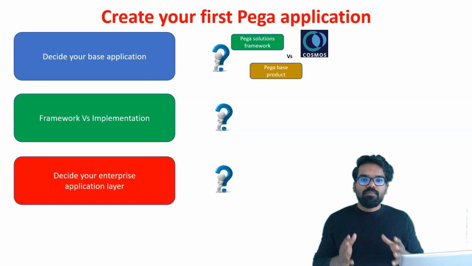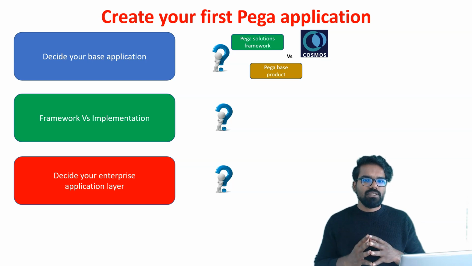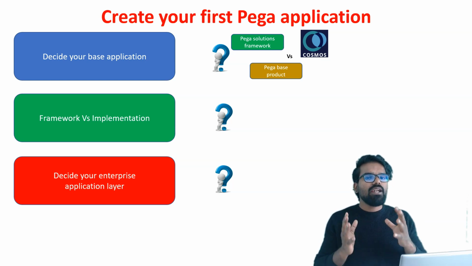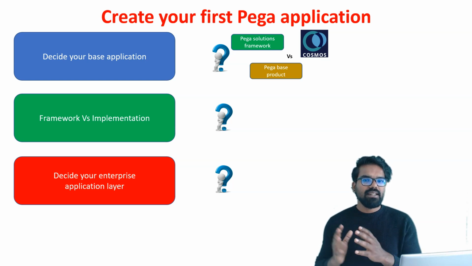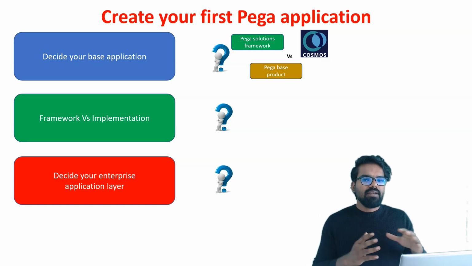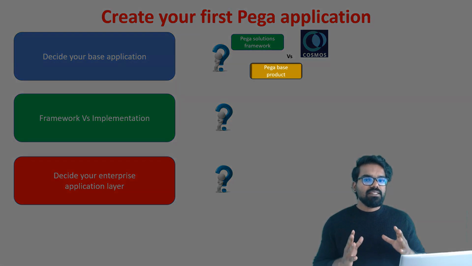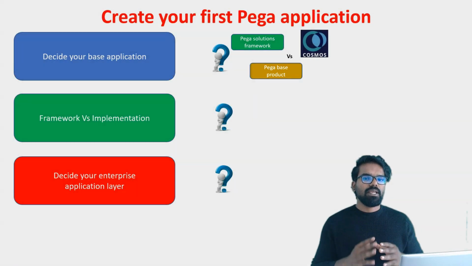The third option is using Cosmos UI. With the recent releases, Pega has invested heavily in Cosmos UI features. With Cosmos, you get a lot of brand new UI features. Cosmos has two flavors: one is traditional Cosmos and the other uses React.js. I'm not going to explain Cosmos in this entire video series, but I will definitely make a separate video on using Cosmos UI. Here my decision will be to use the Pega base product as my base application.